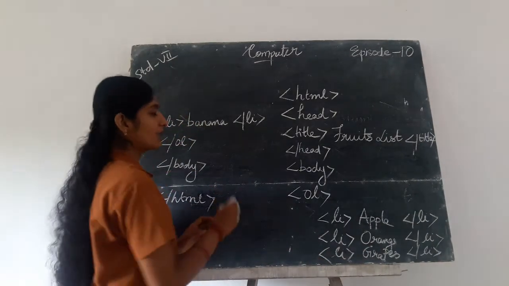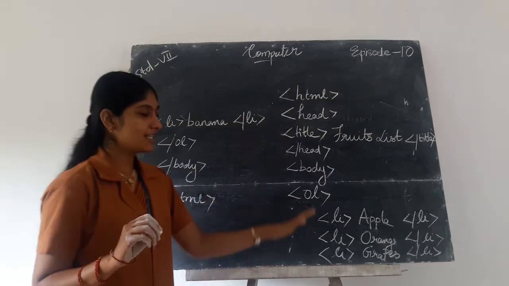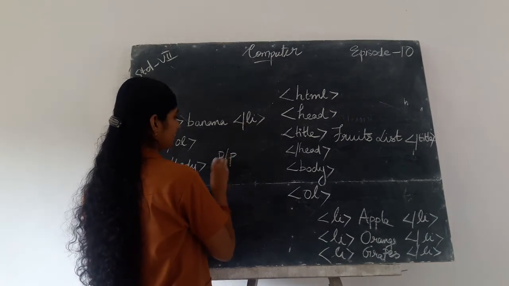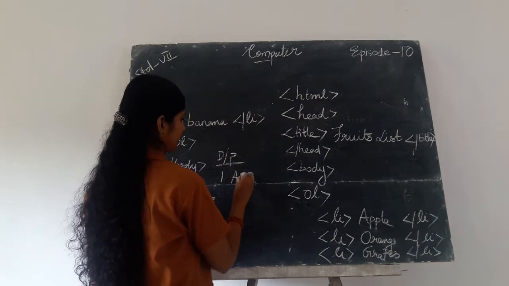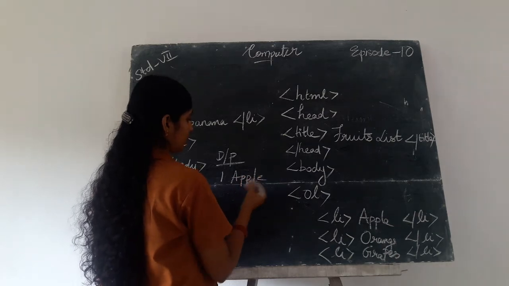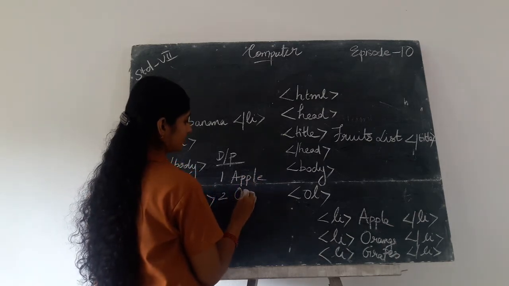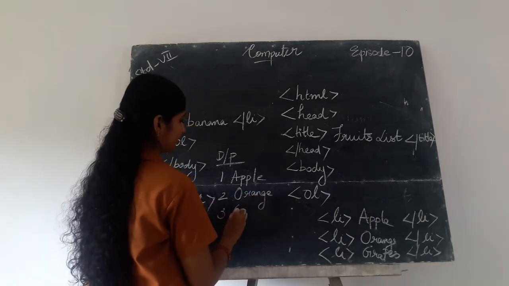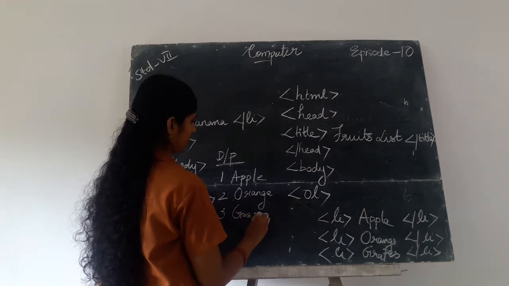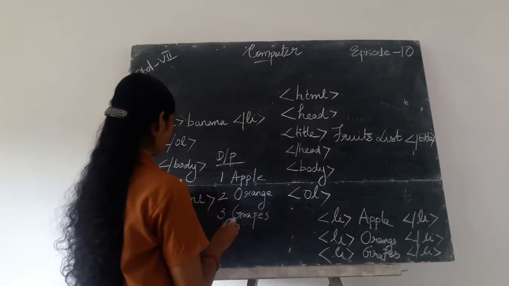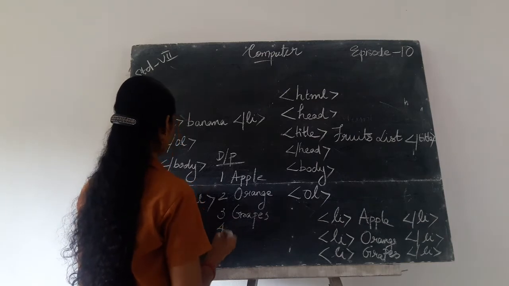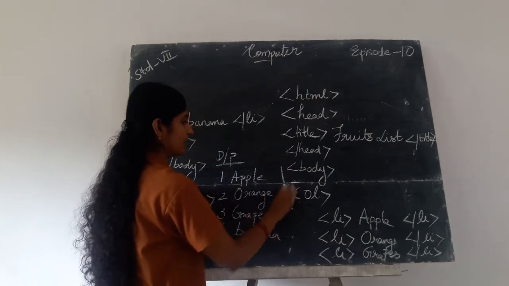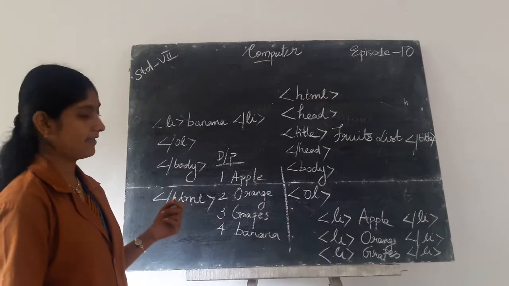So the final result, we know by default the item list starts from 1. So the output is 1 apple, 2 orange, 3 grapes, then 4 banana. So this is the output of an ordered list.